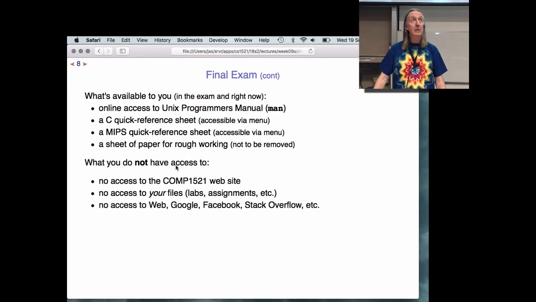There'll be a C quick reference sheet. This will also be available in the practice prac exam, so you can see what it looks like.